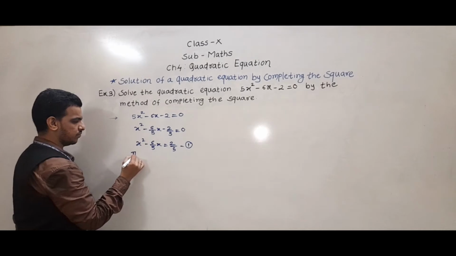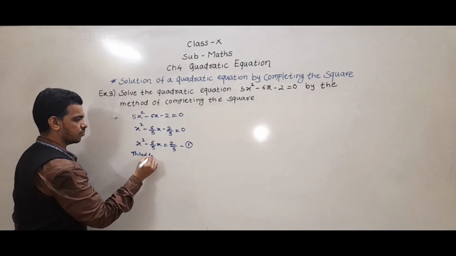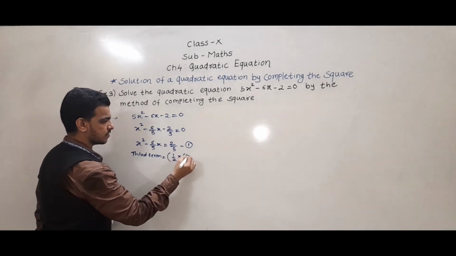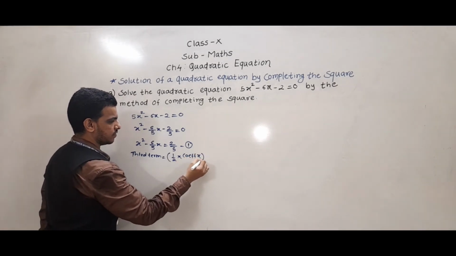Now find the third term. So the third term is equal to half into the coefficient of x, bracket square.